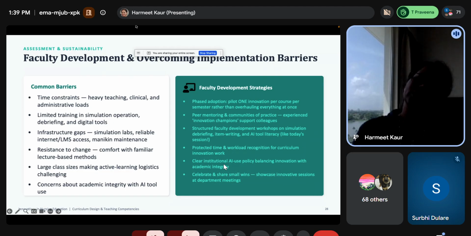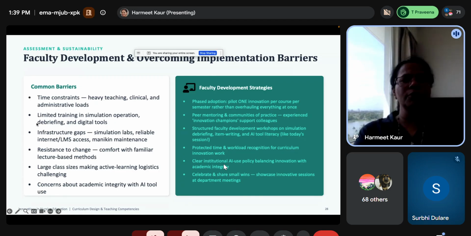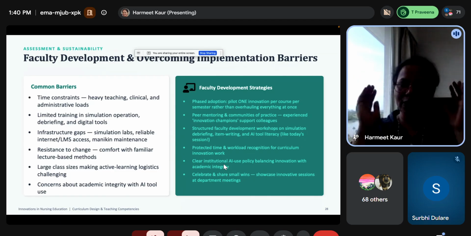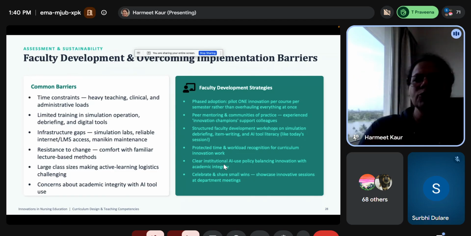Okay, now whenever I ask the faculty members what are the different barriers that stop them from utilizing innovation, they always say that there are time constraints, limited training in simulation, infrastructural gaps, or sometimes resistance to change. They don't want to move beyond familiar lecture-based methods, and they say that large class size makes it very difficult, and sometimes they are concerned about academic integrity, as AI tools can be used. But then you have to utilize your expertise and your knowledge.